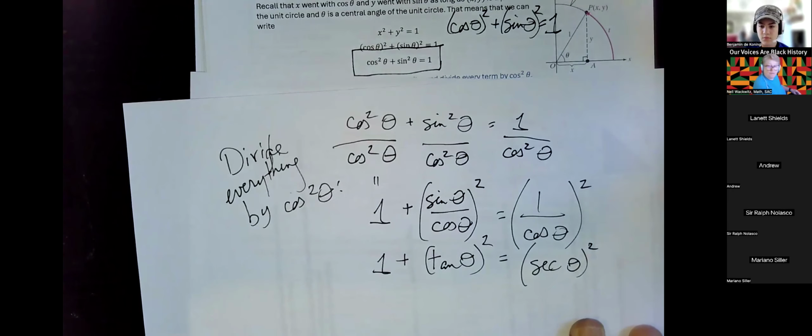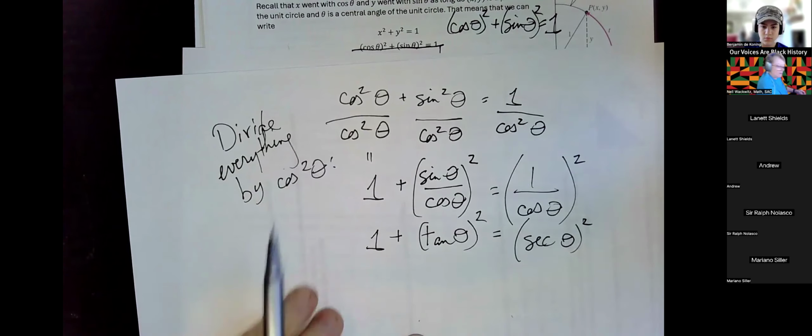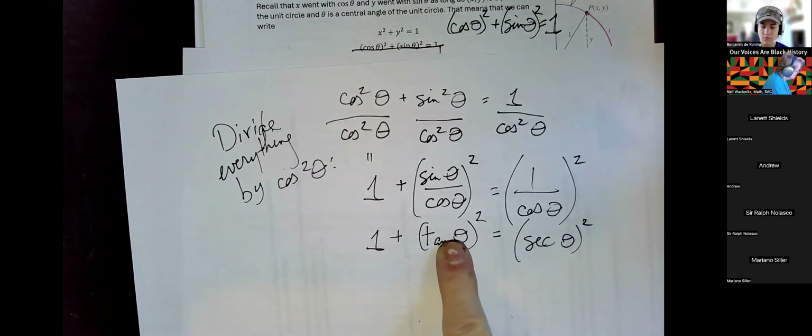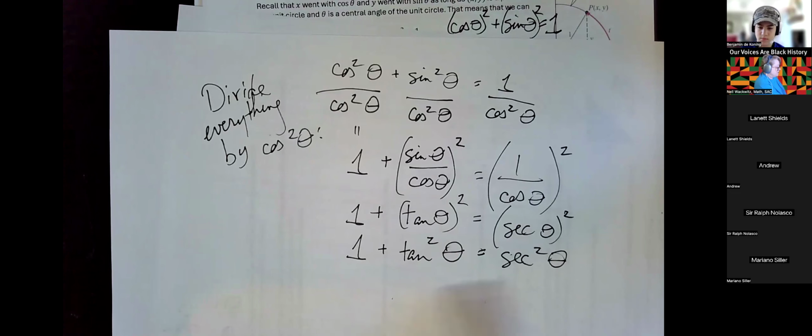Okay, beautiful. And now we're going to go back to the correct notation because very rarely do we write tangent theta all squared. So we've got 1 plus tan squared theta equals secant squared theta. And that's how you would read it: tangent squared, secant squared of theta, or whatever is in that angle.